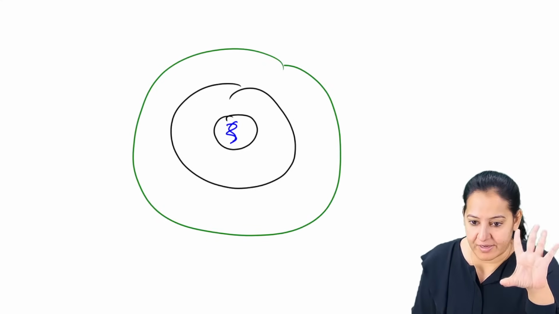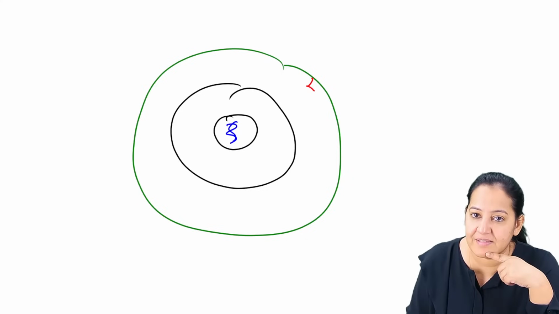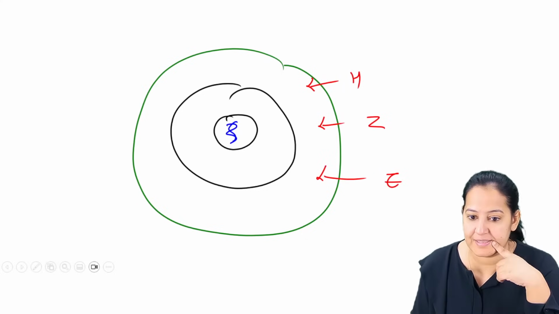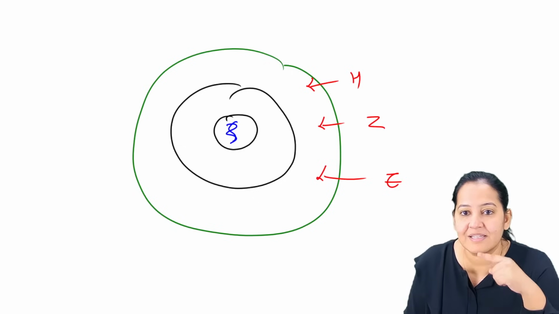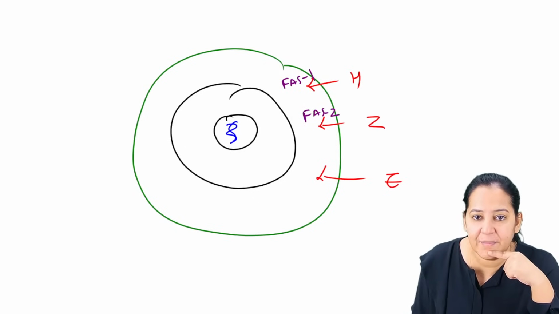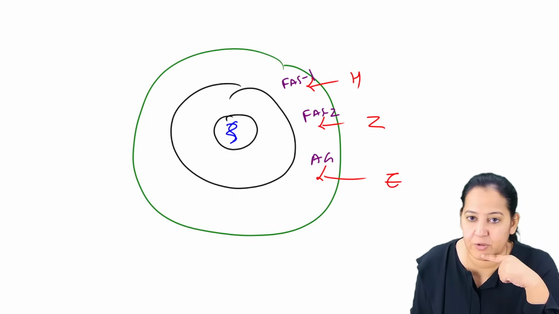Okay. So the five drugs. Out of them, three inhibit cell wall synthesis: H, Z, and E. H inhibits cell wall synthesis by inhibiting the enzyme FAS1. Z inhibits by inhibiting the enzyme FAS2. And E inhibits the enzyme arabinosyl transferase.